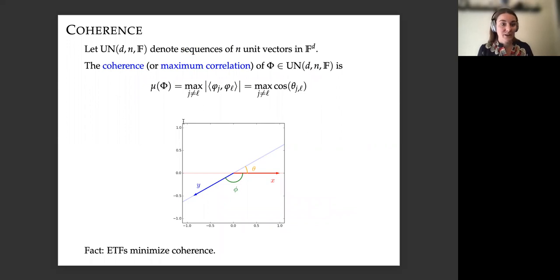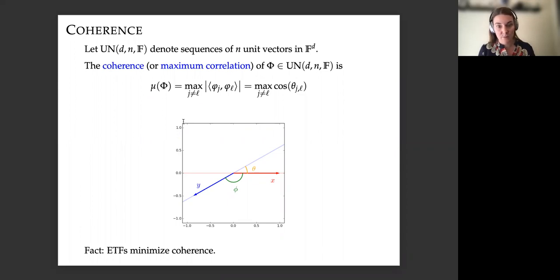Just one more comment about coherence. We're going to need this later on when we talk about subspaces. If we just consider the collection of sequences of n unit vectors in either d-dimensional real or complex space, then the coherence, which is sometimes called the maximum correlation of that collection of vectors, is just the largest in absolute value inner product between any two vectors that are distinct. This is equal to the maximum of the cosines of the non-obtuse angles between the lines spanned by the vectors.